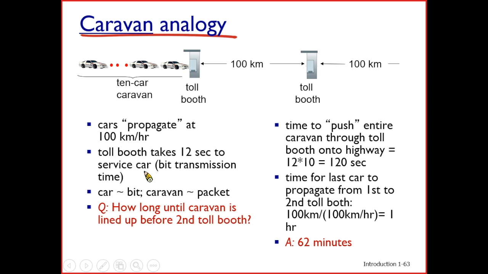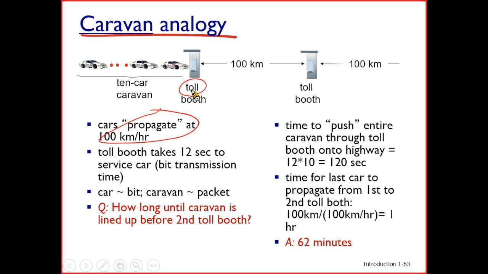The same as the situation in the 4 types of delay for the packets. Later we can have some mapping. At least let us consider the caravan directly. Here we have a 10-car caravan. Propagation here is in fact the same as the propagation of a packet. Cars propagate at this speed, and we also have a toll booth. Toll booths actually need to collect the fees.